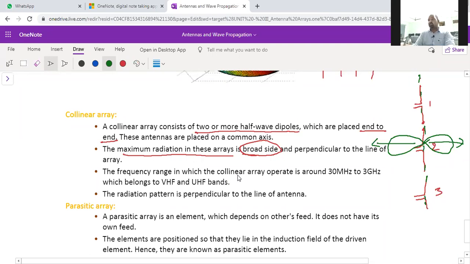A collinear array operates in the frequency range of 30 megahertz to 3 gigahertz. That means the VHF and UHF bands. And the radiation pattern is perpendicular, as shown in the figure. The excitation amplitudes and phases are the same as in a broadside array. That means equal amplitude and in-phase currents in a collinear array. So that is about the collinear array.